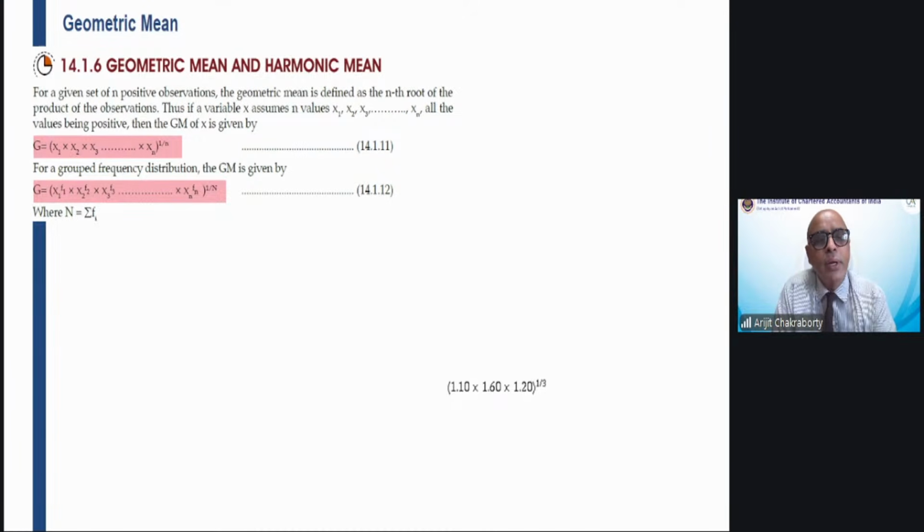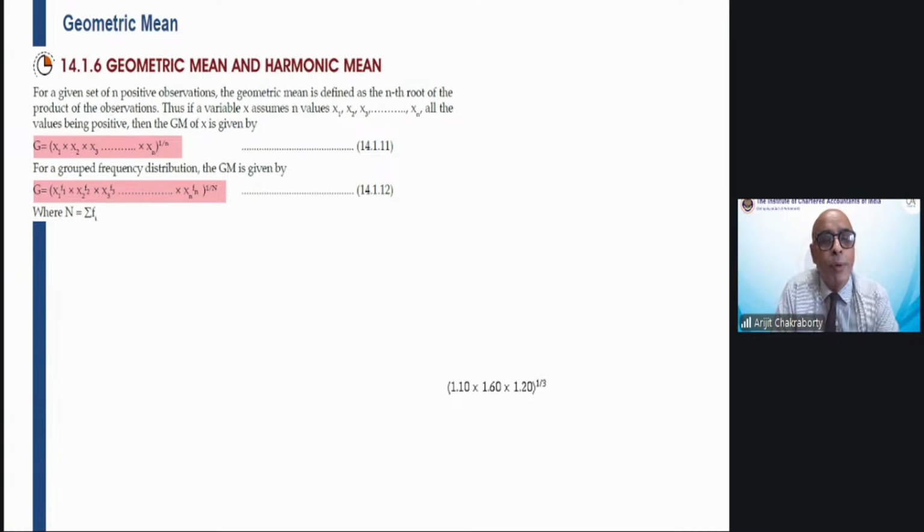So geometric mean is a scenario, a situation where we want to find out that, okay, arithmetic mean, we know the sum of two numbers. Say there are two numbers A and B. We want to find out the arithmetic mean. So we just simply add A plus B divided by 2. We get the arithmetic mean.